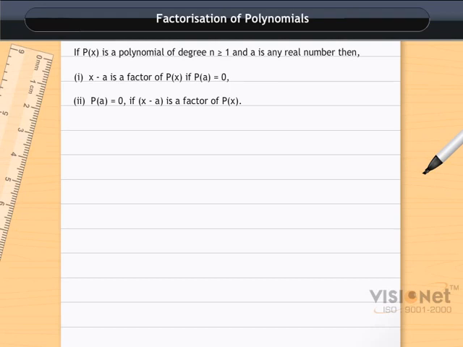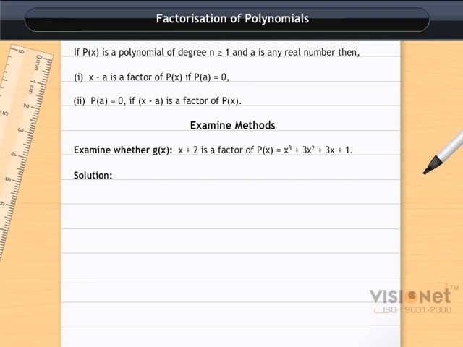The first method is the examine method. Examine whether g of x is equal to x plus 2 is a factor of p of x is equal to x cube plus 3x square plus 3x plus 1. Solution. Given p of x is equal to x cube plus 3x square plus 3x plus 1, g of x is equal to x plus 2. x plus 2 will be a factor of p of x if p of minus 2 is equal to 0.